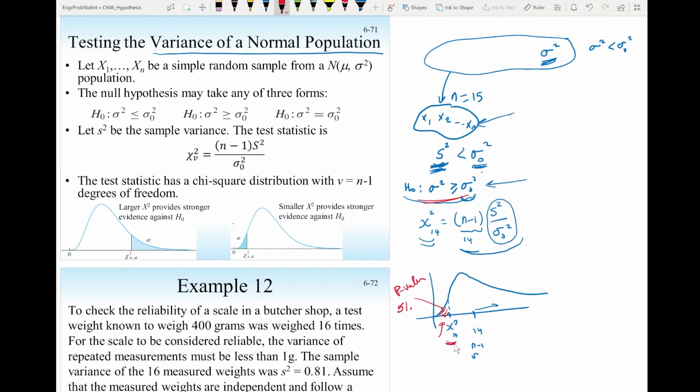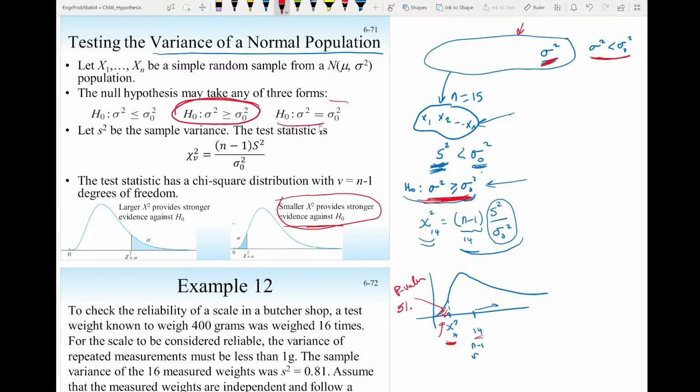The chance of this variable to be less than the mean coming from a population with variance larger than sigma 0 square is very, very slim. So I have to reject the null hypothesis and accept the alternative hypothesis, which is that the variance of the population actually is less than sigma 0 square. So a smaller test statistic or chi-square variable provides strong evidence against this null hypothesis.